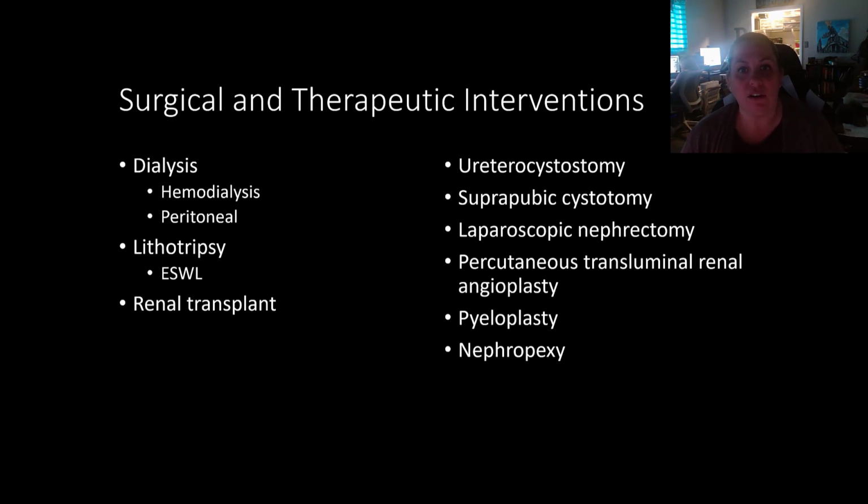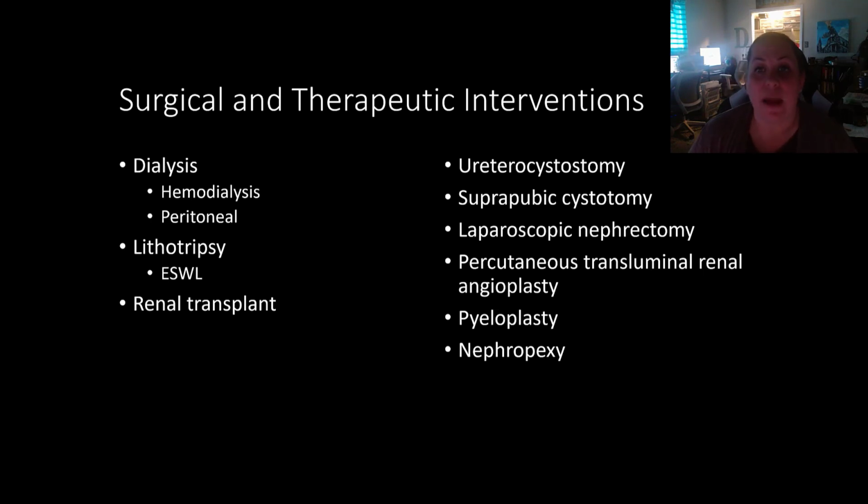You also have the uterocystostomy. Now, a cystostomy is going to be where we are actually doing a surgical procedure with the bladder itself. This is where the bladder might need to be removed and taken out. This one would be going through the urethra. You can also do a suprapubic cystostomy where they're going to take it out through that area above the pelvis. They can also do a laparoscopic nephrectomy.